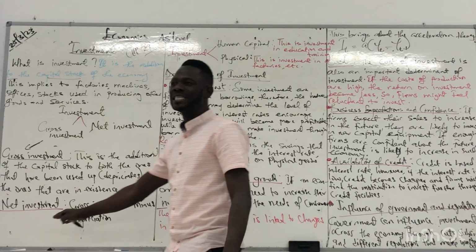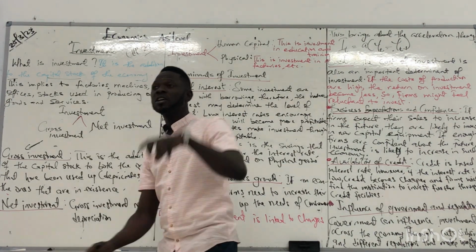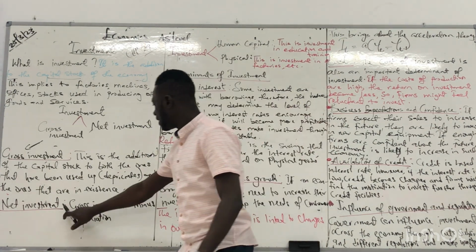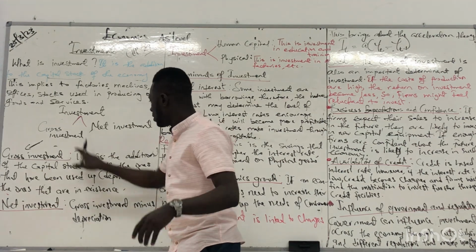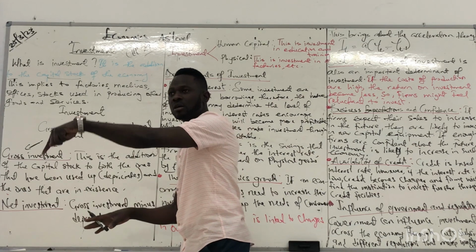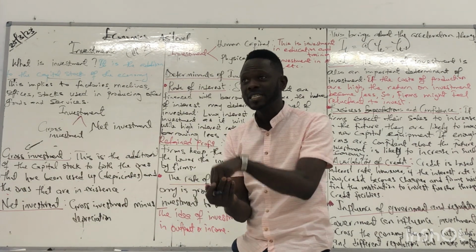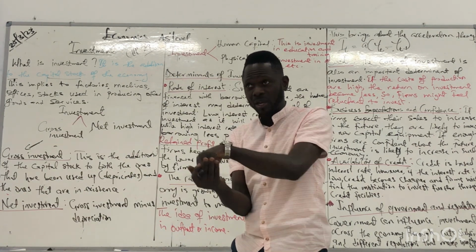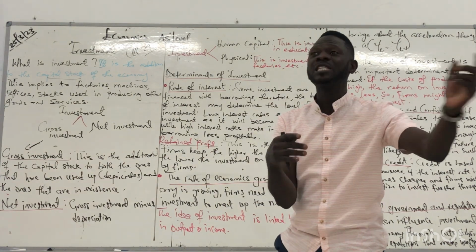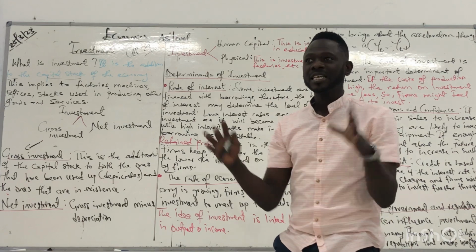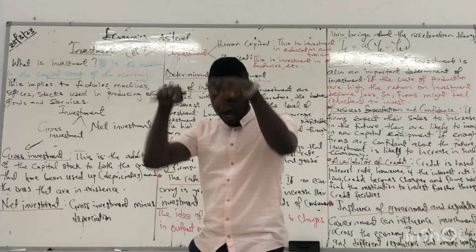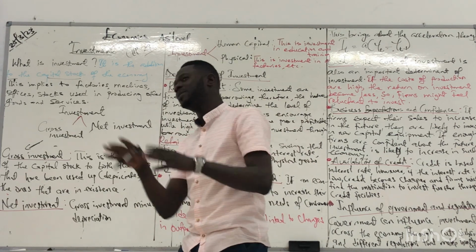Then we have net investment. Net investment is gross investment minus depreciation. Here it's gross investment, what we have here, minus depreciation. What we have here, the additional capital stock that has been produced, with the ones that have depreciated and the ones that are still in existence, that gives us gross investment. But net investment is the stock we have right now minus depreciation.